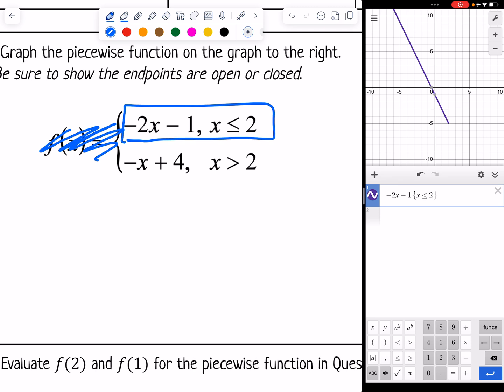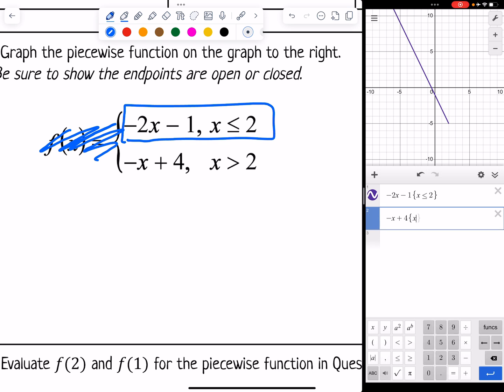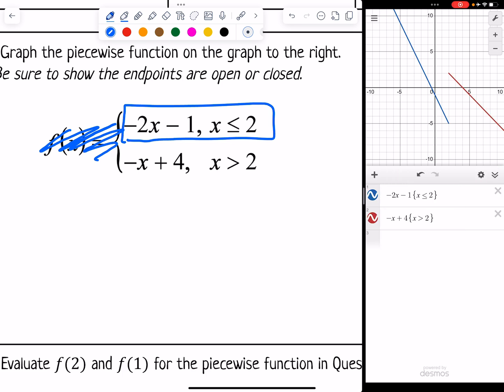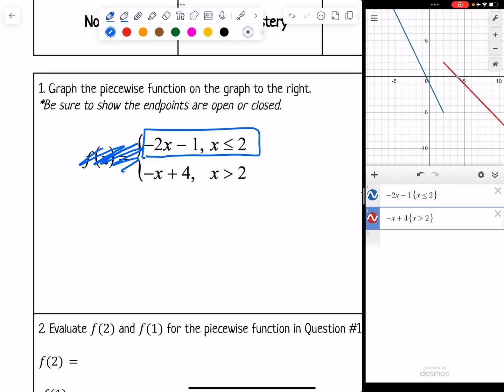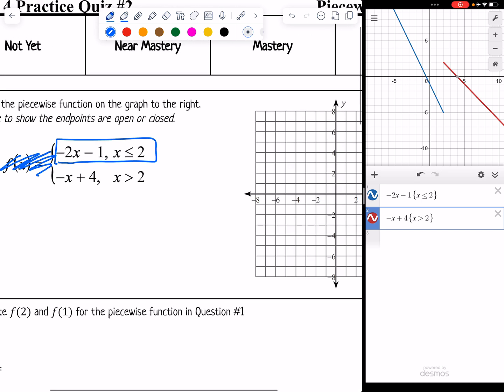It does look a little different when you type these in, but once you get them typed in, it has a nice graph to look at that you can transfer to your paper. So I'm typing negative x plus 4 in the next row, and then the domain in the curly brace. So x is greater than 2. And then I'm just going to color code mine the way I'm going to write them on my paper real quick.